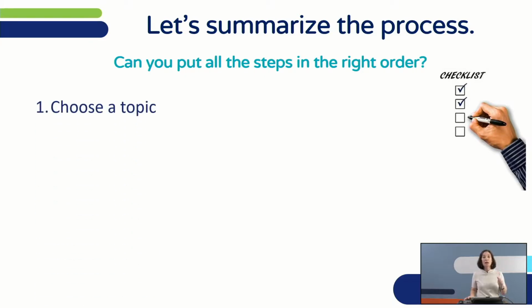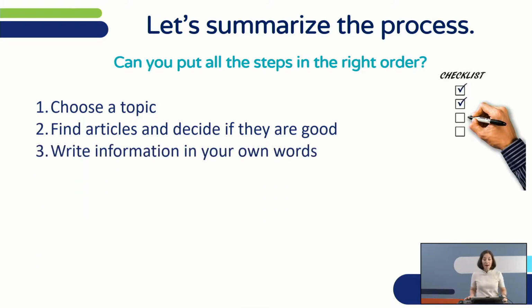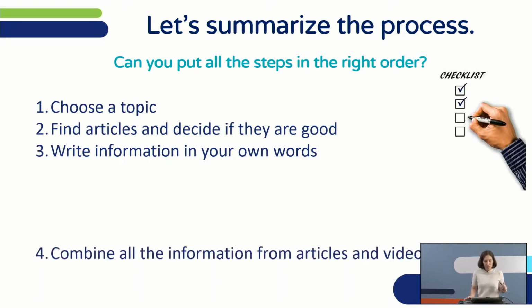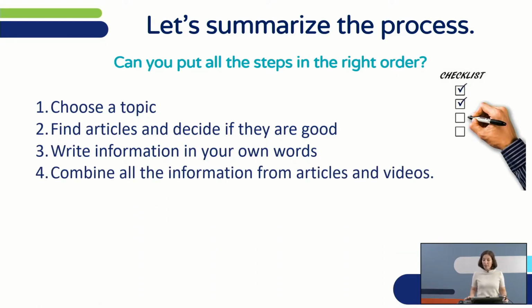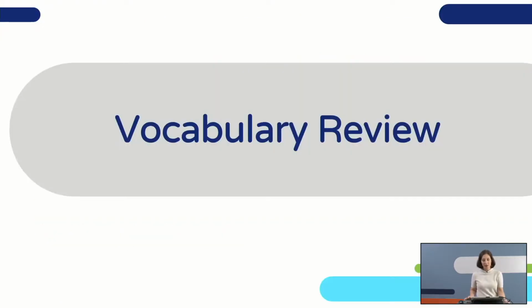First, choose a topic. Next, find articles and decide if they are good. Third, write the information in your own words. After that, combine all the information from articles and videos. The fifth step, write your reflection. Six, you're going to make your writing better. Go back and fix your writing. And finally, put all the pieces together.